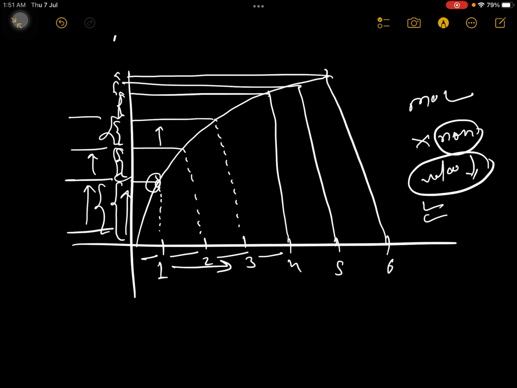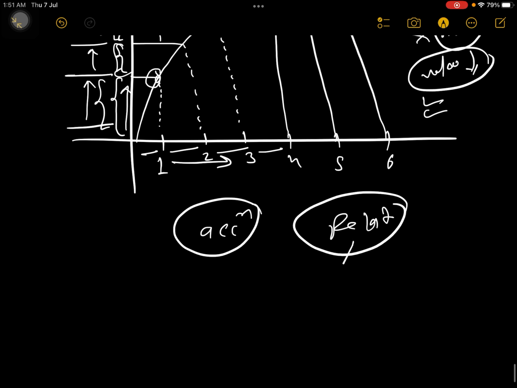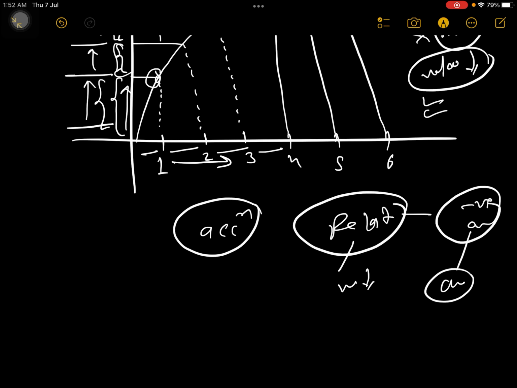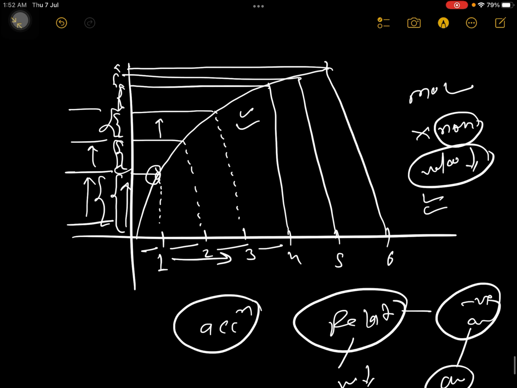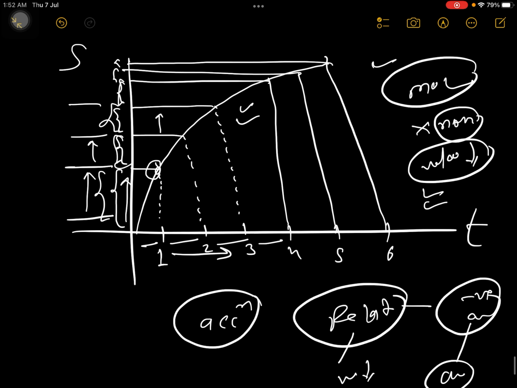There is a term called acceleration and the opposite term is retardation. Retardation means your velocity will decrease. Retardation is also known as negative acceleration. Negative acceleration means again your velocity will decrease, right? Okay, so you understood the meaning of this graph? In this graph motion is there? Yes, motion is there. Which graph is this? This is the ST graph, the distance-time graph.